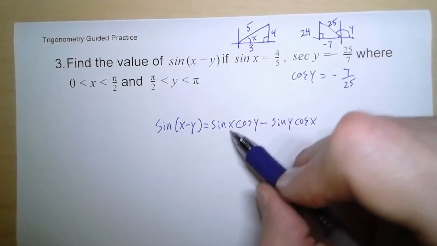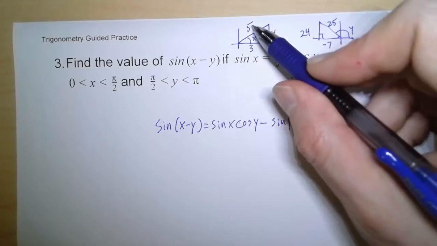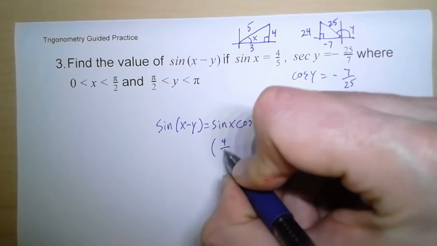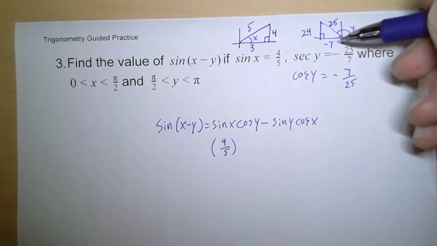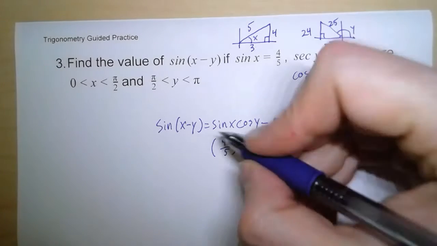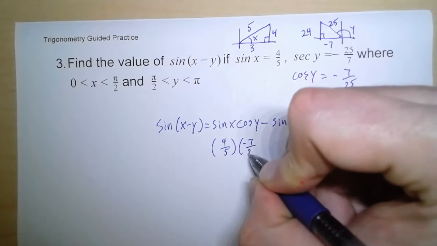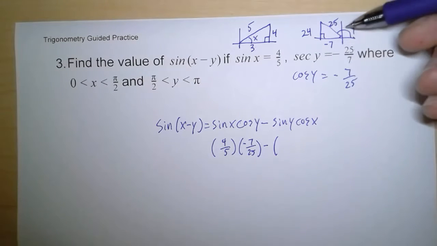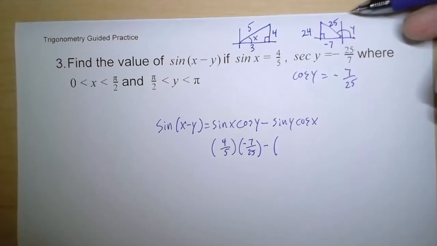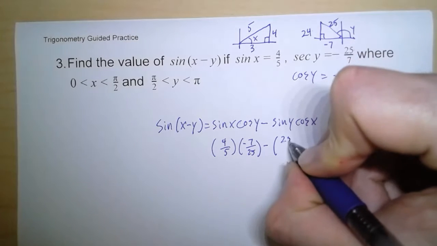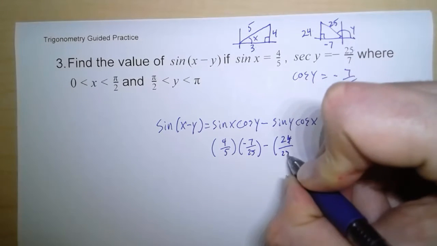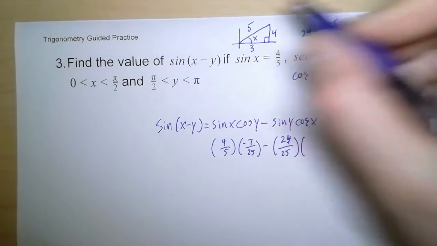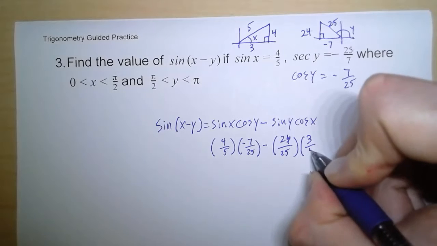So what is sine of x? Well, that's opposite over hypotenuse. They gave us that. 4/5. Cosine of y, well, they gave us that indirectly. That is negative 7 over 25 minus. Now what about sine of y? Well, that's the opposite, 24 over the hypotenuse, 25. And then what about cosine of x? Well, that's the adjacent side, 3 over the hypotenuse of 5.